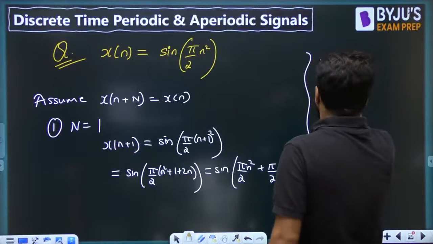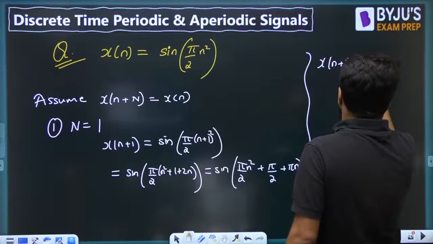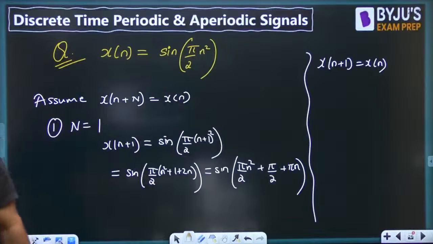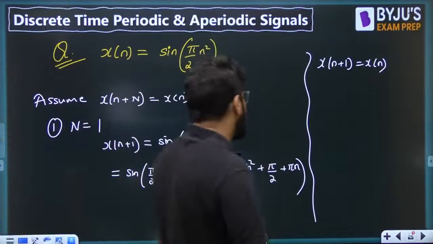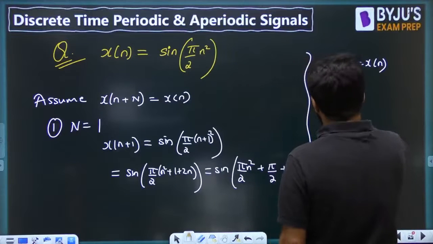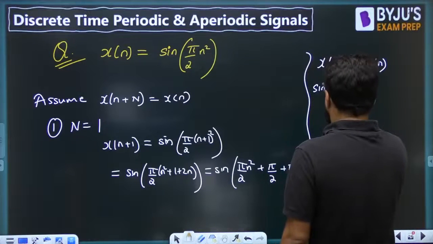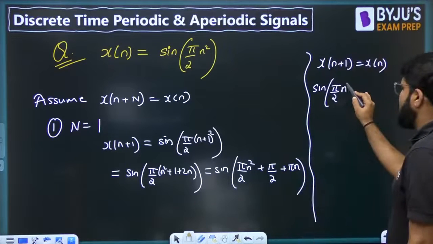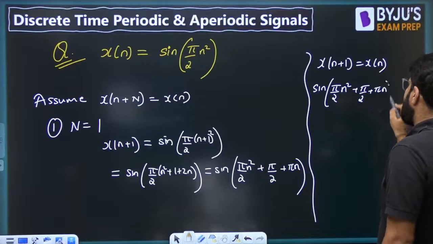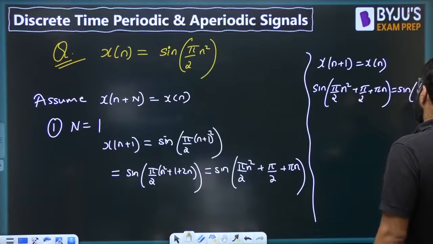Now what do you want? You want x of n plus 1 equal to xn. Will this be possible? X of n plus 1 equal to xn. That is only possible if sine of pi by 2 n square plus pi by 2 plus pi n equals xn, that is sine of pi by 2 n square.